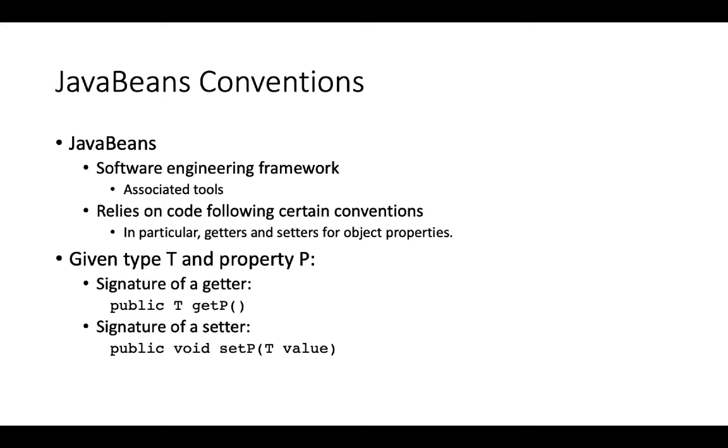Now, I say these are Java Beans conventions. Java Beans is a software engineering framework that used to be a lot more popular than it is now, but it's still pretty widely used. It's a whole set of associated tools that looks for methods in this form in order to understand what the properties of an object are. Since it's still widely used, I still use this convention in this class when I'm trying to define getters and setters for properties of objects, but it's a little old-fashioned. More modern stylistic conventions would not use get P and set P as the names of getters and setters.